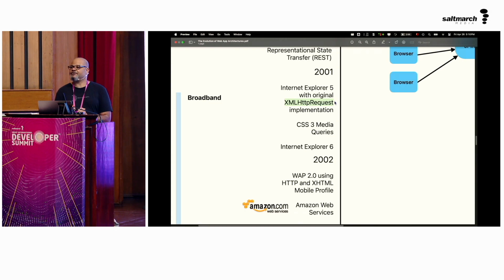The ability to do an asynchronous request and get a response back. And it was called XML HTTP requests because you got an XML response back. That's what it was for initially, okay? So that was 2001.